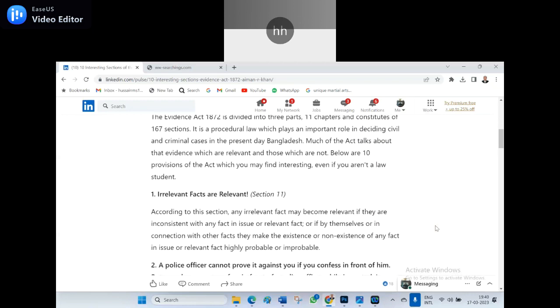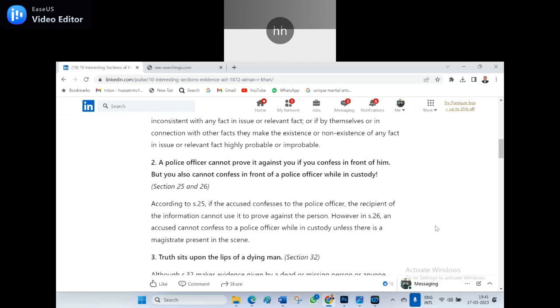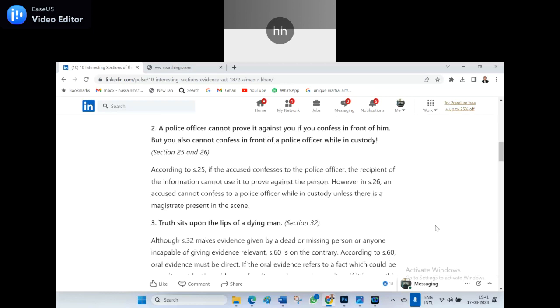Then the British Raj, of course. Irrelevant facts are relevant, Section 11, and Section 10, which you can find interesting even if you are not a law student. A police officer cannot prove a confession made before him, and you also cannot confess in front of a police officer while in custody. That is Sections 25 and 26. Confession before a police officer is not admissible. Is it right? Yes, sir.